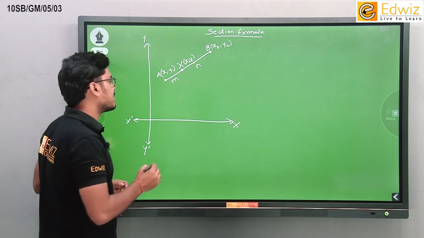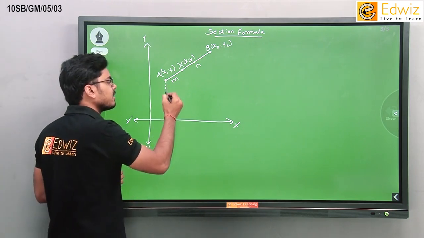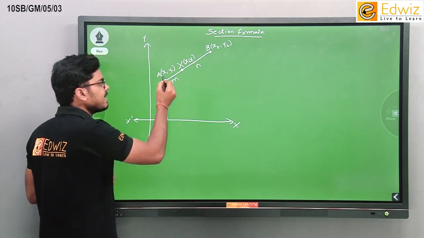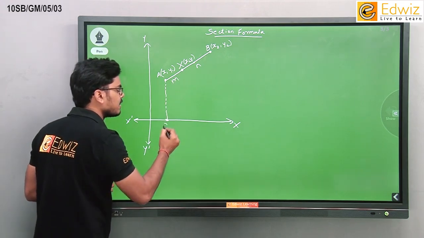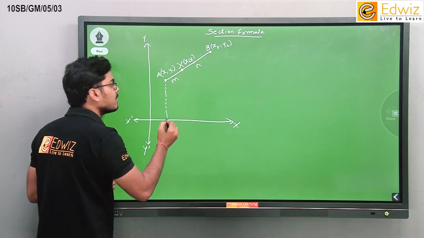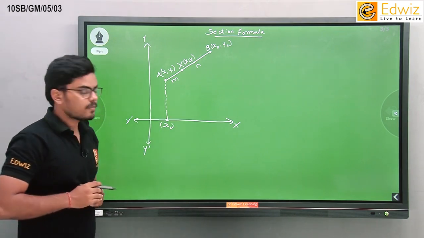It's very simple. See, the coordinates of point A are x1 and y1. So on x axis this point is projected here. Suppose this is x1, okay, that is why this is x1.